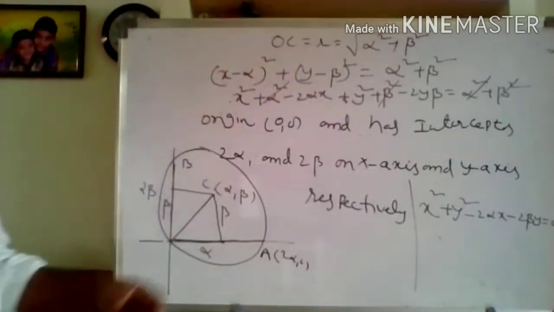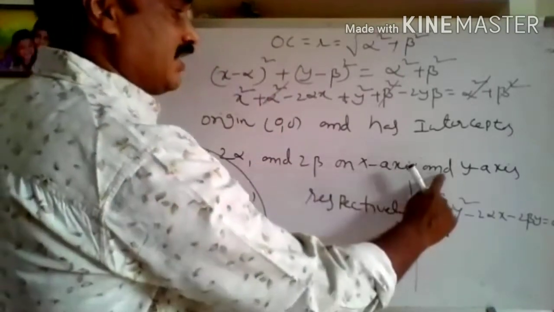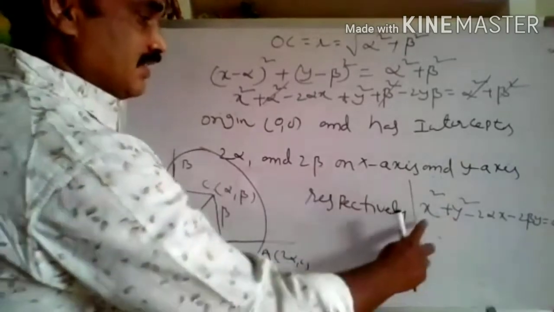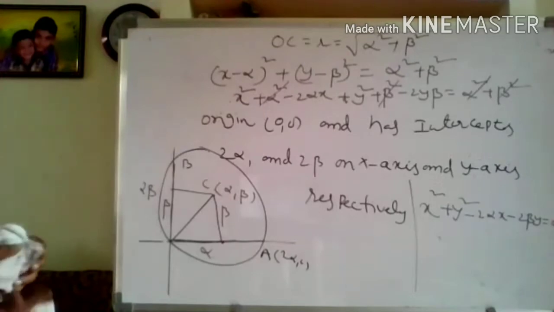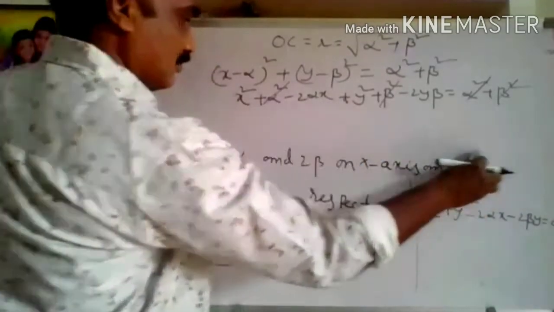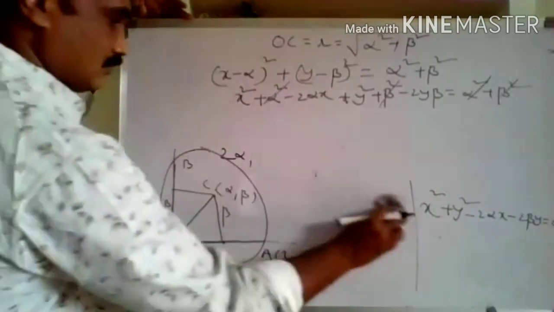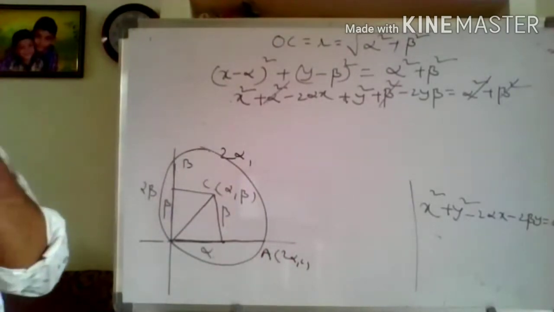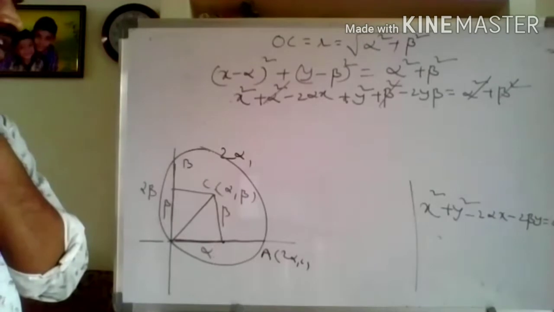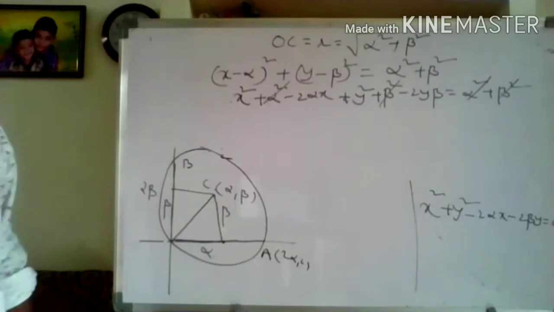A circle passing through the origin and having intercepts 2 alpha and 2 beta on the x-axis and y-axis respectively, then the equation of the circle is x square plus y square minus 2 alpha x minus 2 beta y is equal to 0. Circle passing through origin, x-intercept 2 alpha, y-intercept 2 beta.